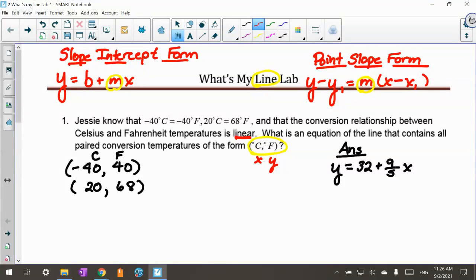So the first thing I want you to do is set up two data points. The first one is negative 40. Oops, I forgot the negative here, negative 40. So there's one of my points. That's my input, my output, and then 20 degrees and 68 degrees. And notice I put them in the form (C, F) because that's what they said to do, because you could have done this the other way as well.